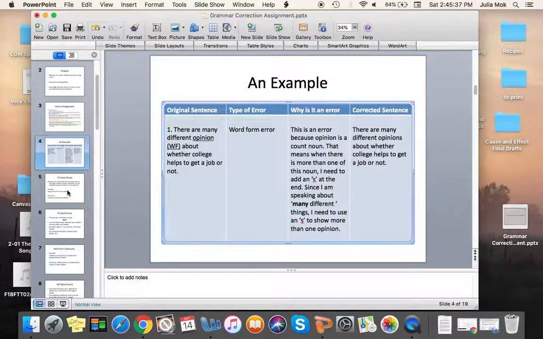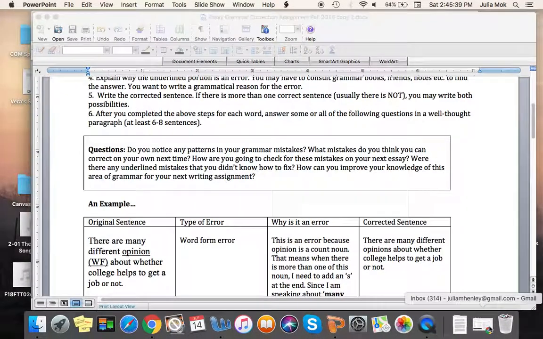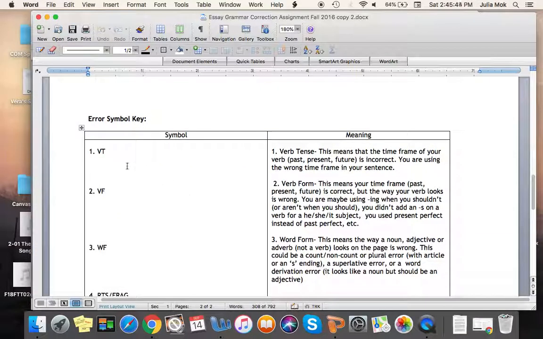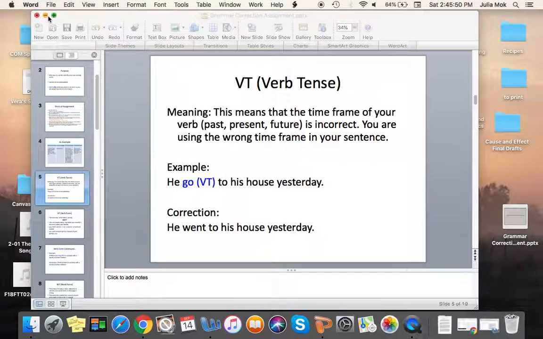So on your sheet here, the first error that I speak about on your error symbol key is a verb tense error. Now, what does a verb tense error mean? It means that the time frame of your verb, past, present, or future, is incorrect. You are using the wrong time frame in your sentence.